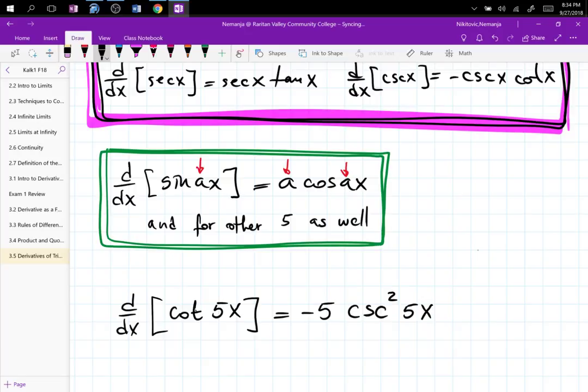You cannot lose this argument. It has to stay there. Right, you are gaining this in front. That's what you're gaining.